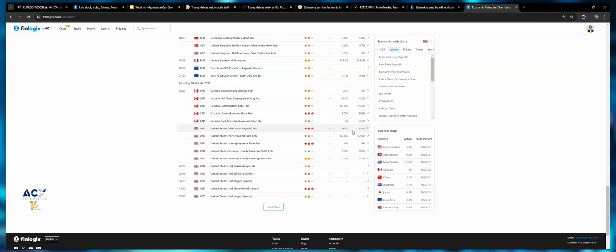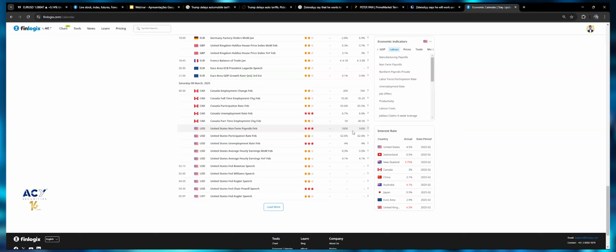Next point is the average hourly earnings. 0.3% month over month is okay because there is a lot of volatility in these data points. What is most important is the year over year, so 4.1% year over year. That was expected to be 4.2, 4.14. So anything between those numbers will be okay. And then the non-farm payroll, 160K, I think it's pretty plausible, I would suggest.